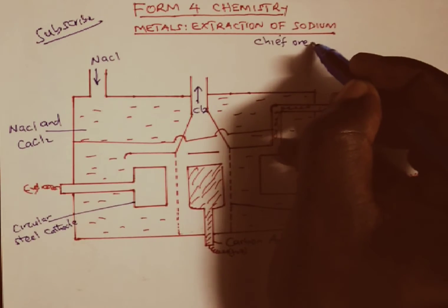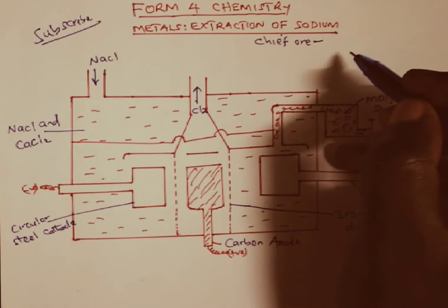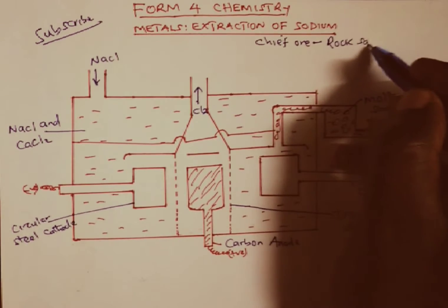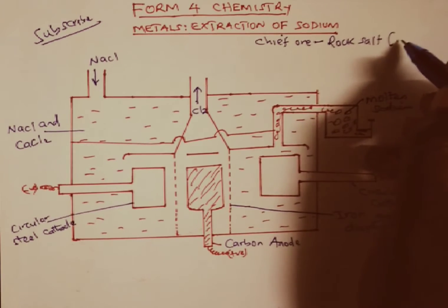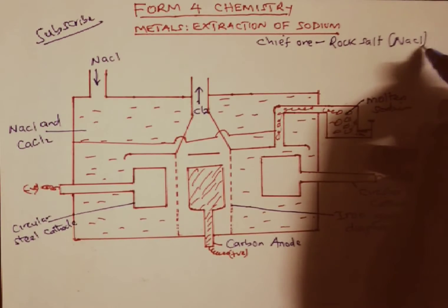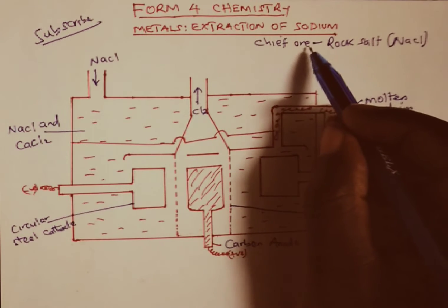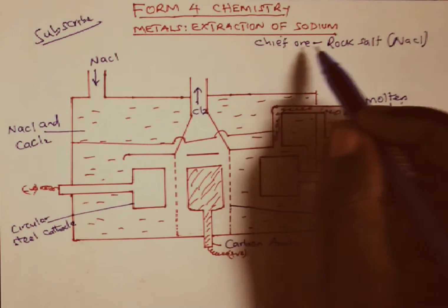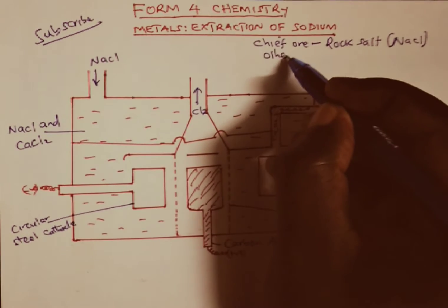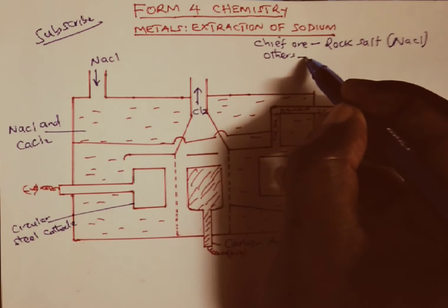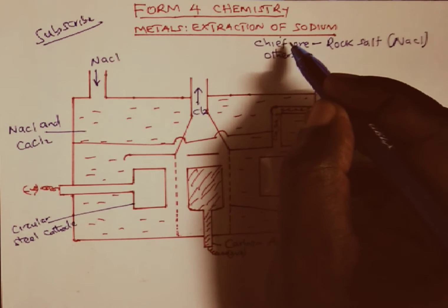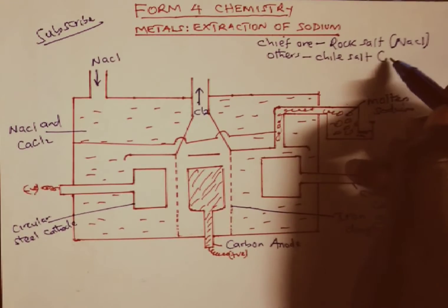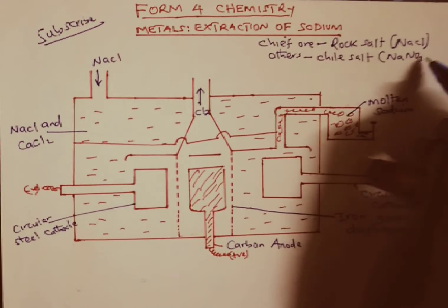for the extraction of sodium. And the chief ore for the extraction of sodium is known as rock salt. And rock salt is simply fused sodium chloride. The chief ore is that ore or rock that contains the metal in plenty. Apart from the chief ore, we also have other alternative ores which are used in case we don't have the chief ore, and one of them is the Chile salt, and the Chile salt is simply sodium nitrate.